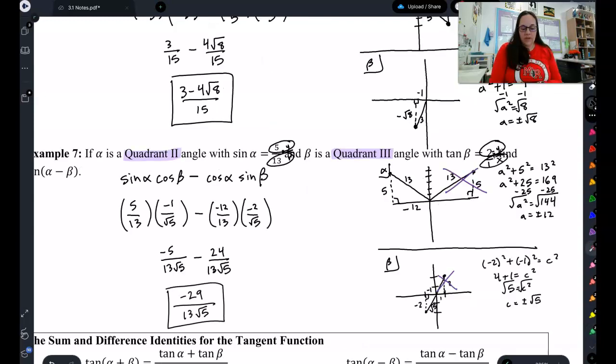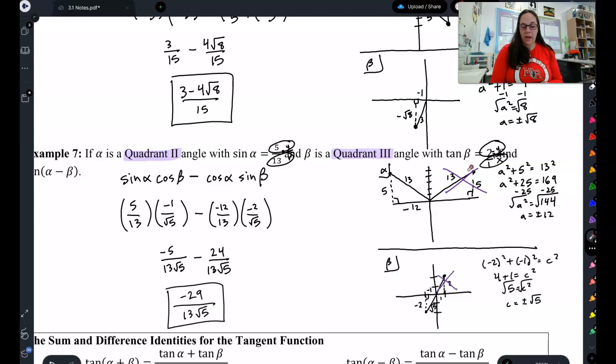Okay, so first off, I have alpha, which is y over r. There are two places where the y value is 5 and the r value is 13. But I wanted the quadrant 2 one, so I x'd out that one. And then I used Pythagorean theorem to find my x value. Make sure it's negative because it's to the left.